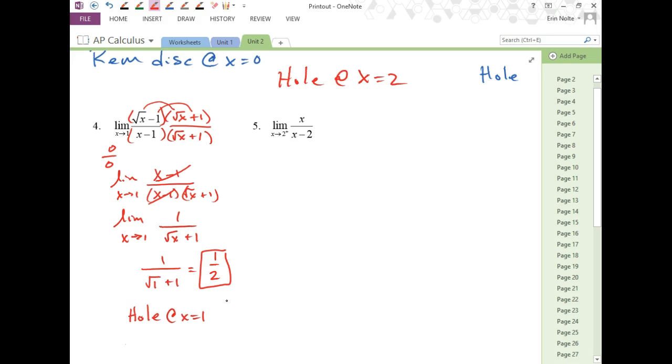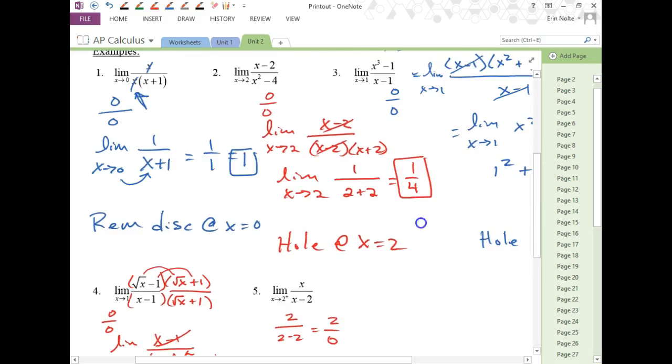If I plug in 2, I would get 2 over 2 minus 2, which is 2 over 0. What does this tell me? This tells me something very important right now. There's a vertical asymptote. Okay, so holes are created when you get 0 over 0. Holes are created. But if you get a number over 0, that's a vertical asymptote.